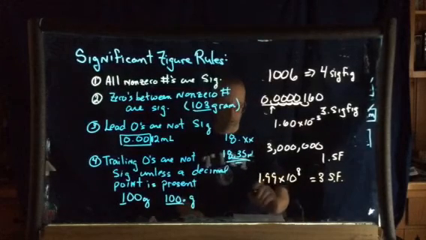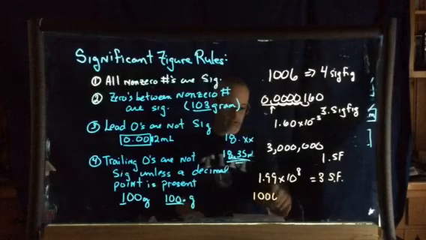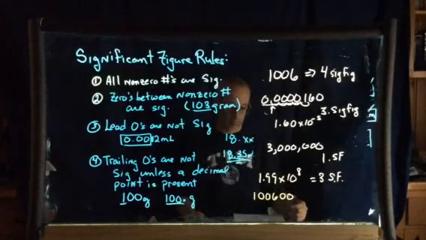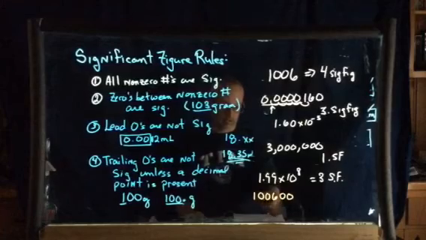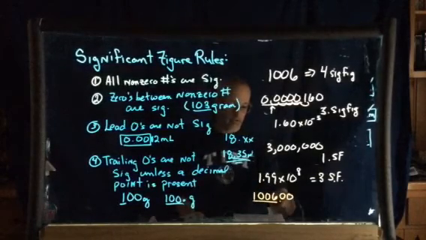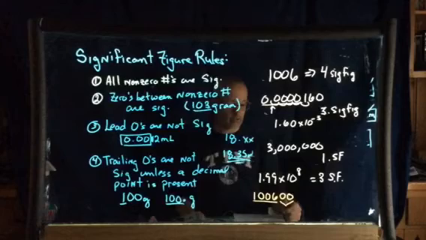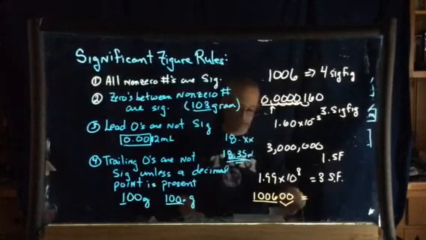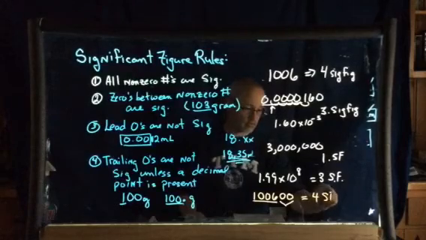Let's do one more. 100,600. Zeros between non-zeros are significant, so those numbers are all significant. These two numbers, the zeros, are placeholders. They're not significant, because there's no decimal point, they're trailing. There is 4 significant figures.